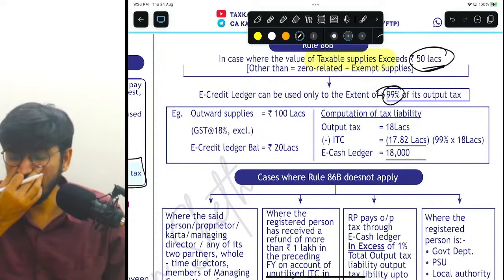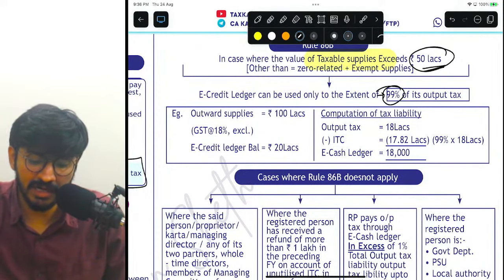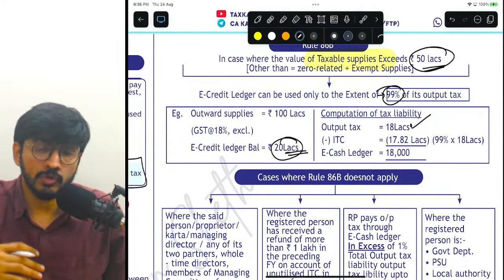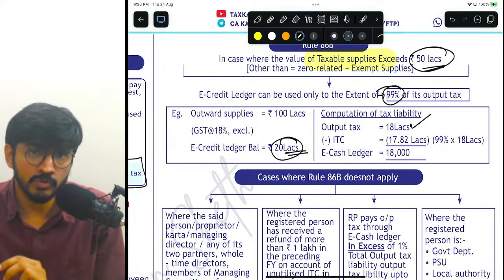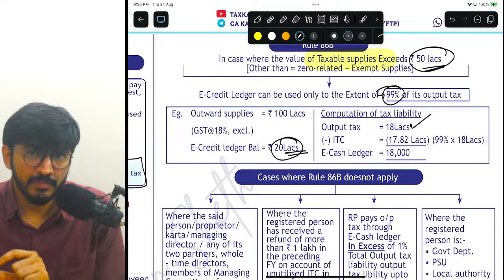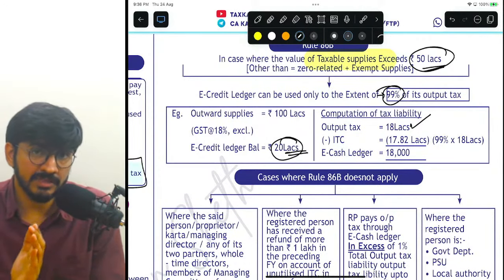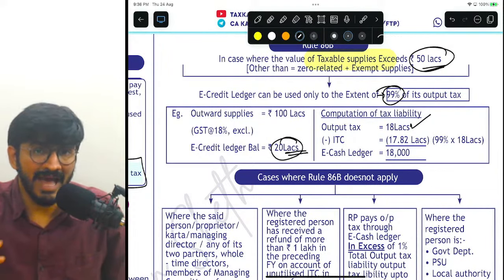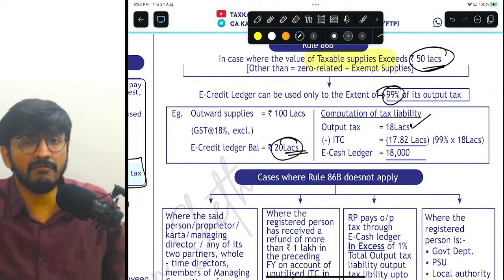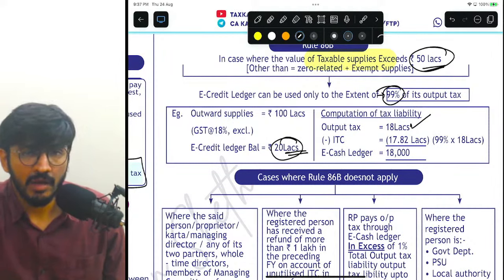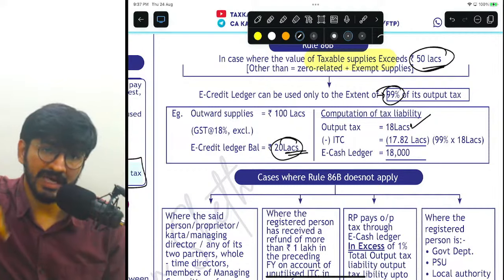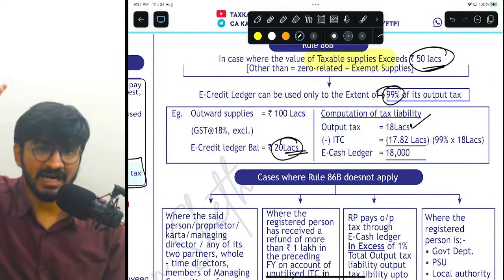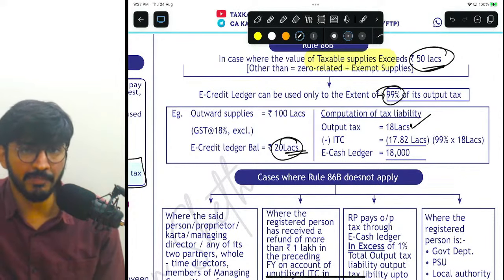So understand that if, for example, my output tax liability on 100 lakhs at 18% is 18 lakhs and my ITC balance is 20 lakhs. So though my ITC is more than my output tax, understand that I will be able to use only ITC of 99%, not 100%. So do you realize that in a normal scenario, if 86B wouldn't have applied, the answer would be nil. Output tax 18 lakhs, ITC 18 lakhs, nil, and 2 lakhs ITC would have got carried forward in the next tax period. But understand, here that will not happen.